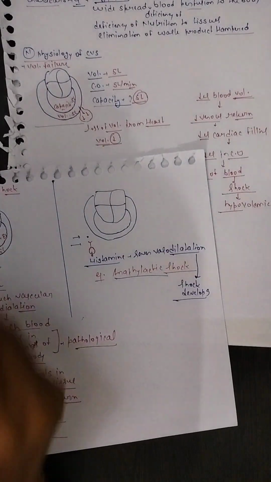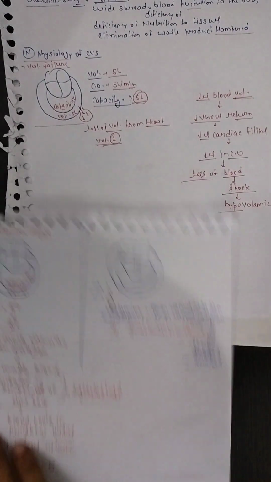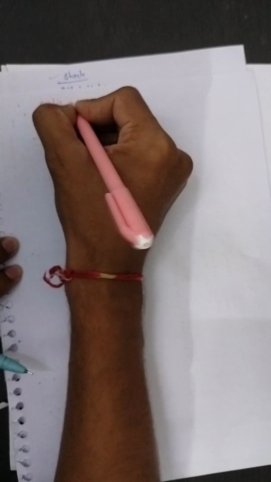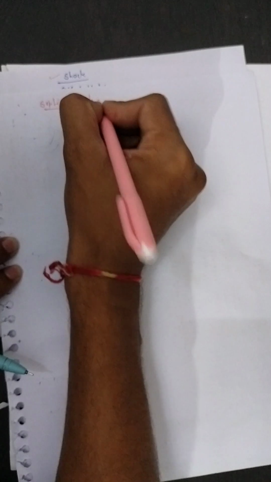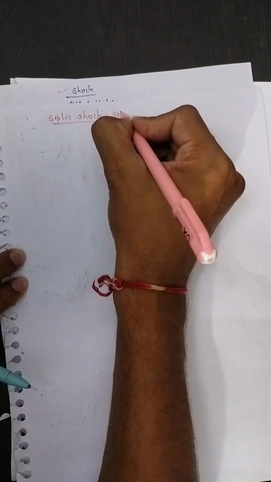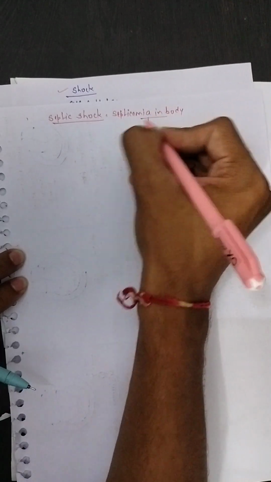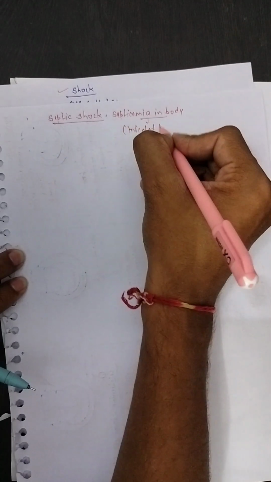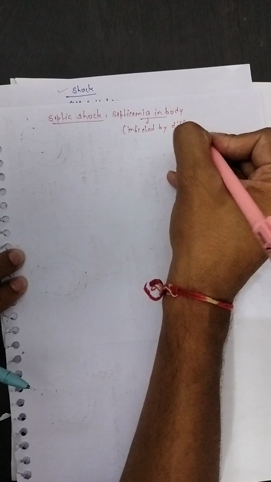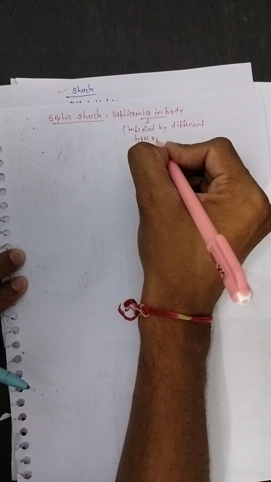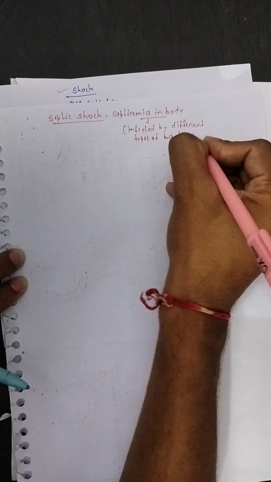Now another example of distributive shock is septic shock. What occurs in septic shock? Septic shock is due to septicemia in the body. What is the meaning of septicemia? Septicemia means the body is infected by different types of bacteria.